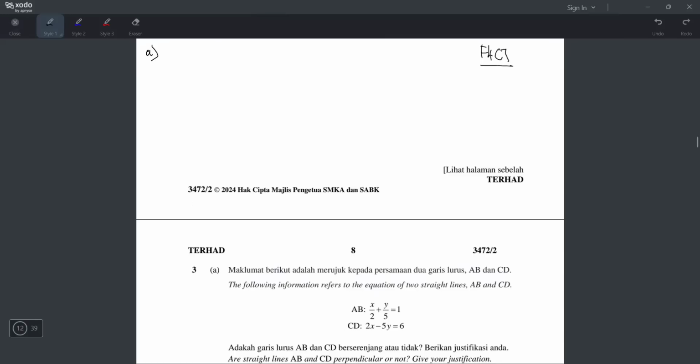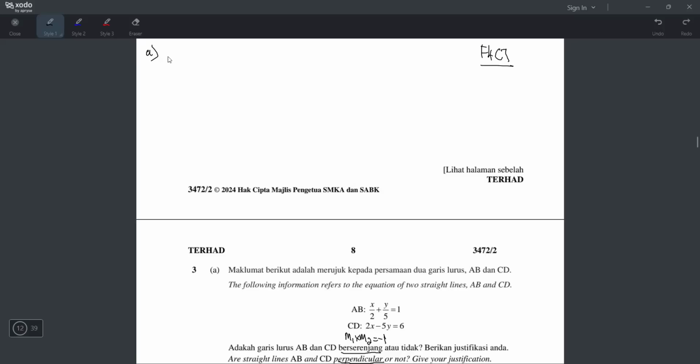Okay, so when you see this word berserenjang, perpendicular, you have to think about this formula: M1 times M2 equals -1. When two lines are perpendicular, the gradient darab mesti dapat -1. Kalau tak dapat -1 means is not perpendicular lah. So apa kita kena buat? Cari gradient AB, cari gradient CD, and then darab, see whether I get -1 or not lah. Then kita boleh jawab whether AB CD ni perpendicular or not.